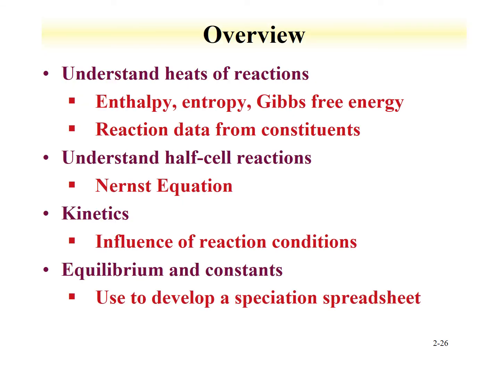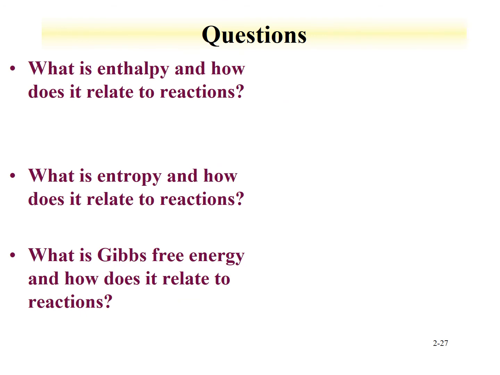Right, the overview of these 2 lectures, we discussed thermodynamic data, enthalpy, Gibbs free energy. We talked about reaction data that one can use to determine enthalpy, entropy, or Gibbs free energy values. We discussed half reactions, including the Nernst equation. We evaluated kinetics and what can influence kinetics. How do I make my reactions go faster? And then we finally spent this last lecture on equilibrium and constants, and specifically determining speciation and using spreadsheets to determine speciation data. Examples of questions that you should be able to answer from these 2 lectures are provided here.